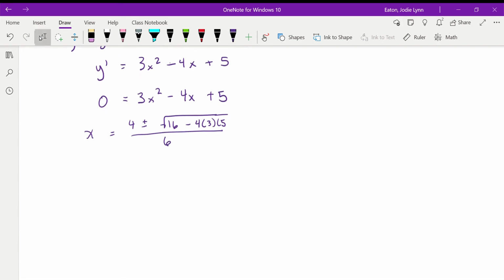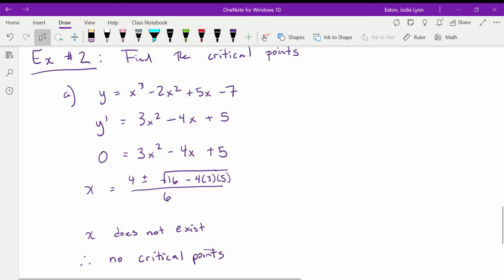And we notice that 16 minus 60 is going to be negative. So x does not exist, or there are no real solutions. So therefore, there are no critical points for our cubic, y equals x cubed minus 2x squared plus 5x minus 7.